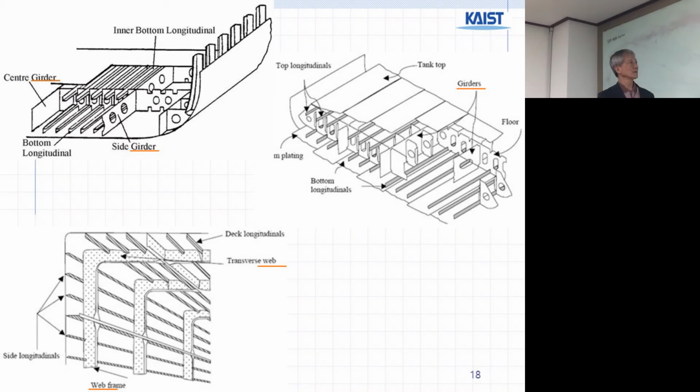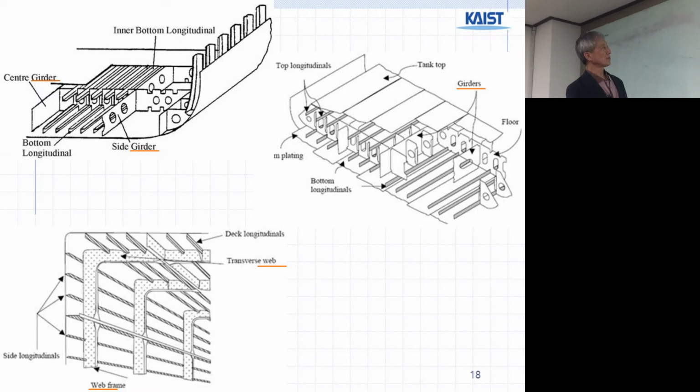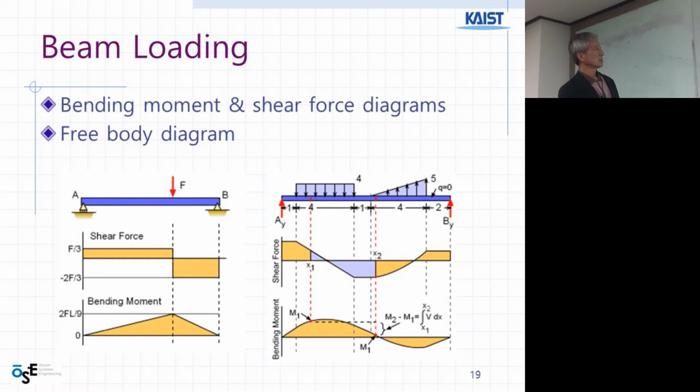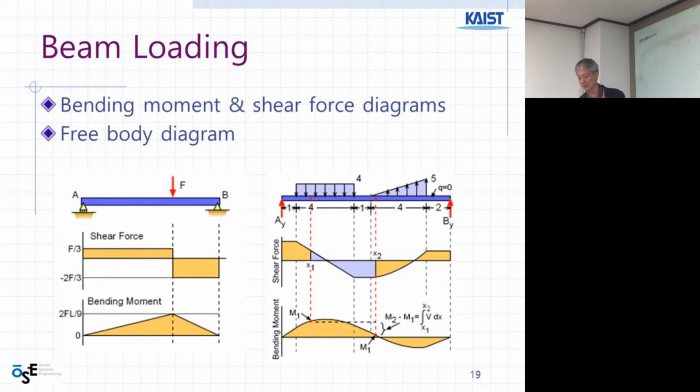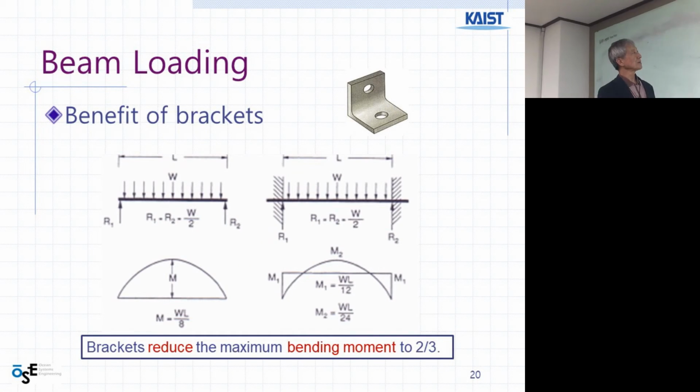Beam loading. We have seen this one many times. Bending moment and shear force diagrams, free body diagram. There is a support, a simply supported beam, and a force here. Shear force diagram, bending moment diagram. You need integration for a distributed load like this one. Then the shear force diagram is complicated, and the bending moment is further complicated. Integration, right?